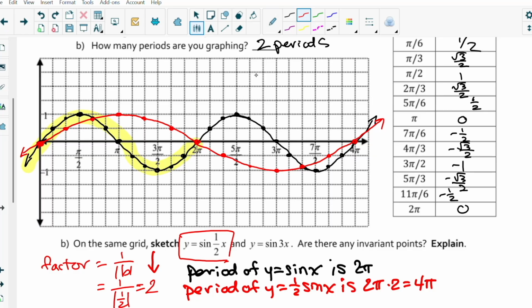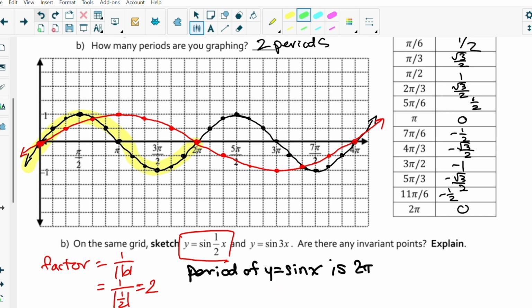Well, let's take a look. Highlight in green. One full cycle. Well, look where we stop. Bingo. Okay, 4 pi. And that makes sense based on what we know about calculating horizontal stretch and our b value. Okay, so I'll just write this again. Period of y equals 1/2 sine of x is 4 pi.